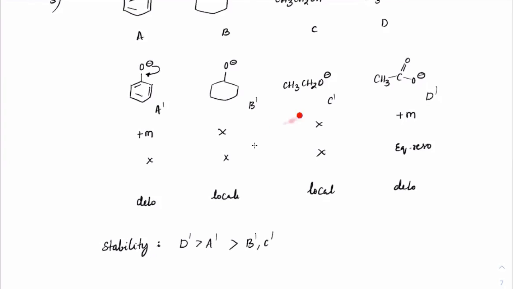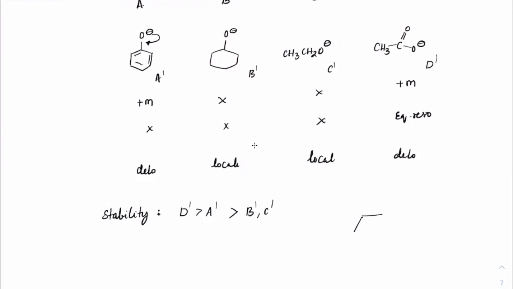Between B dash and C dash, we will see that exo and endo bonds. Got it? If you can see that we have OH here, not exo and endo bonds, inductive effect. If you check out this OH here and CH3, CH2 here, this is more pulling towards, this inductive effect.